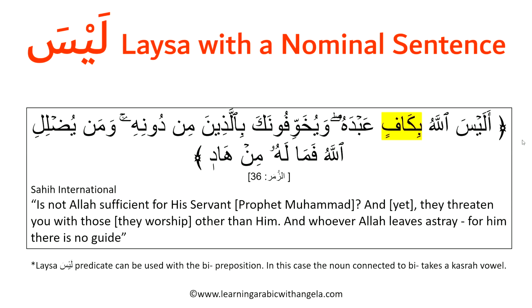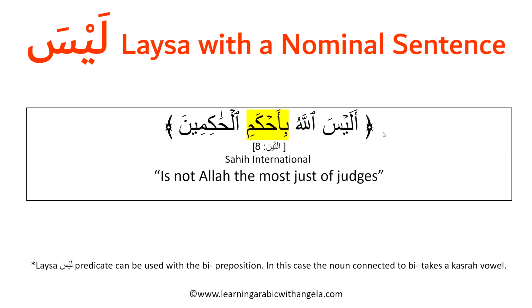An example from the Quran. أليس الله بكاف عبده. So isn't Allah sufficient for his servant? So bikafin, again, over here, the predicate has the be preposition attached to it, and it has a kasra vowel. So just pay attention for that. Another example, أليس الله بأحكم الحاكمين. بأحكم. So kasra vowel for the predicate over here because of the be preposition.